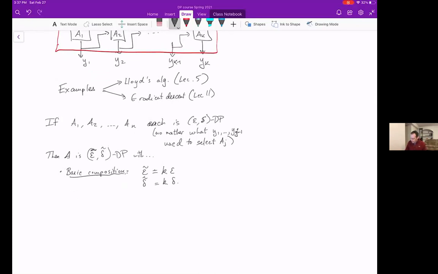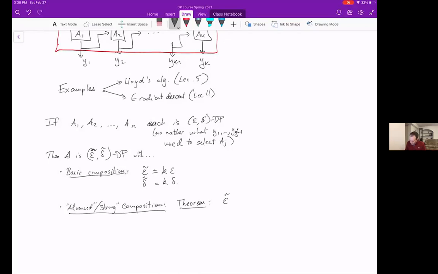But in fact, with epsilon-delta differential privacy, we can get a much stronger type of statement, what's called advanced or strong composition, which we'll see. That's the subject for today. So the theorem says the following. I'll write out the full formula and then we'll talk about the asymptotics.